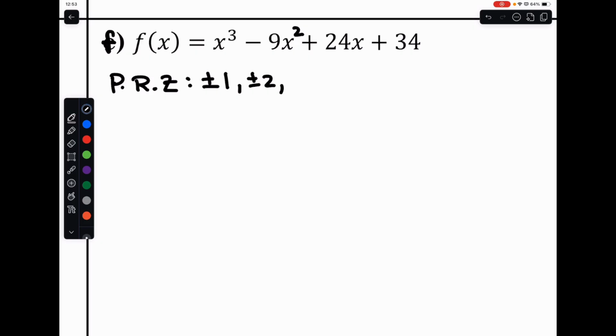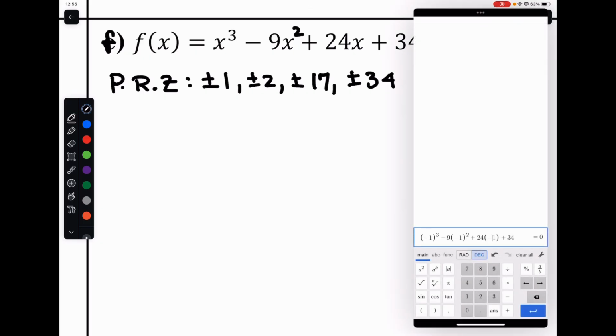So 2, not 3, not 4, not 5. Then 17, and then of course itself, which would be 34. Okay. So let's see, let's try some values.